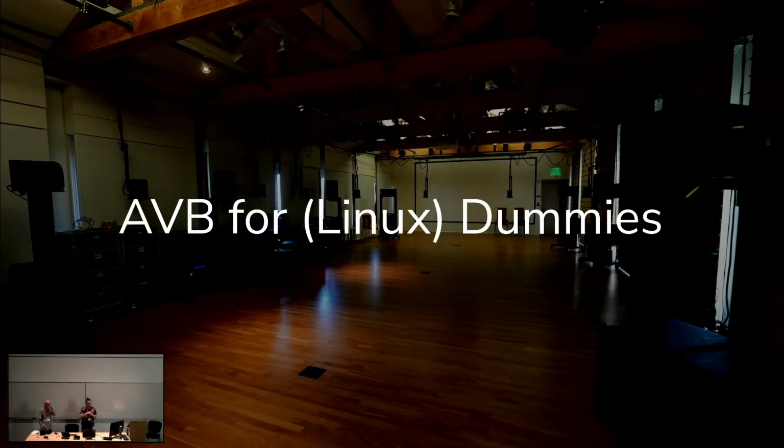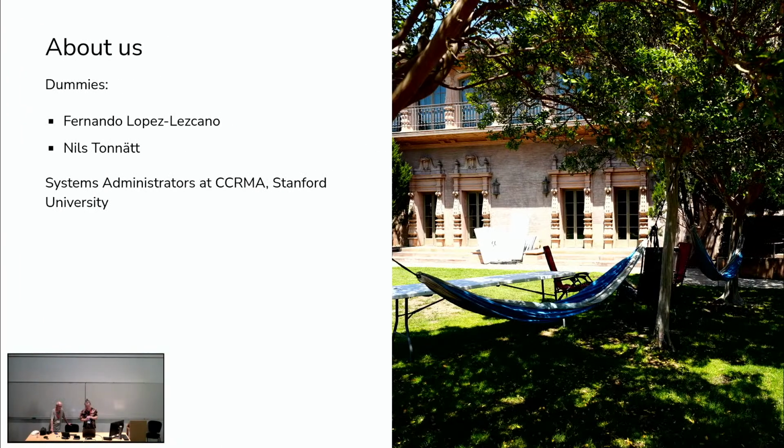We are talking about our experience with AVB on Linux. The dummies that are talking to you today are Fernando and Niels. We are systems administrators at Karma, Stanford University. And those sysadmin hammocks are not used enough.